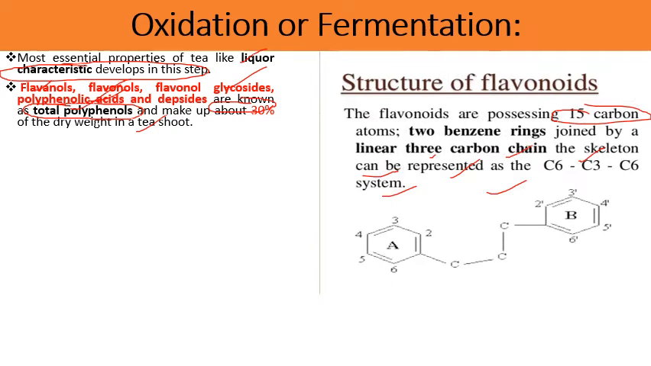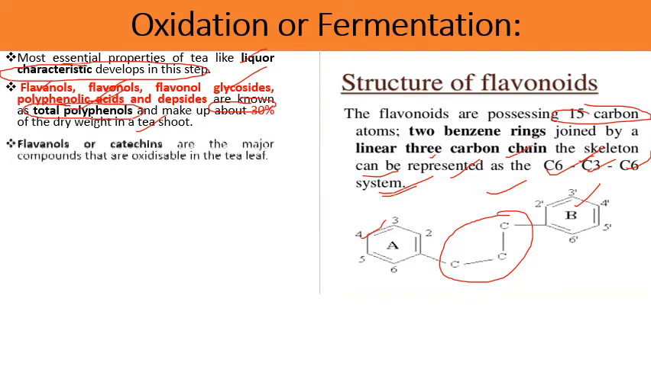The structure of flavonoid: the flavonoids possess 15 carbon atoms, 2 benzene rings joined by a linear 3 carbon chain. तो इसमें 3 कार्बन की एक चेन होती है, this one, जिससे ये joined होते हैं. The skeleton can be represented as C6-C3-C6 system. So this is the basic structure of flavonoids.